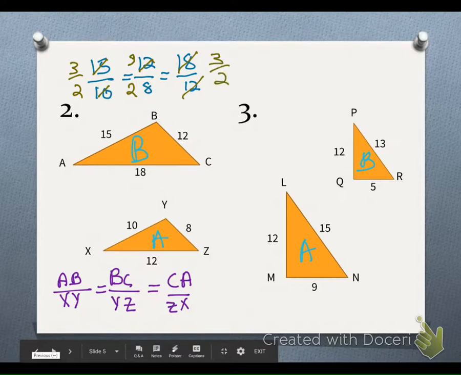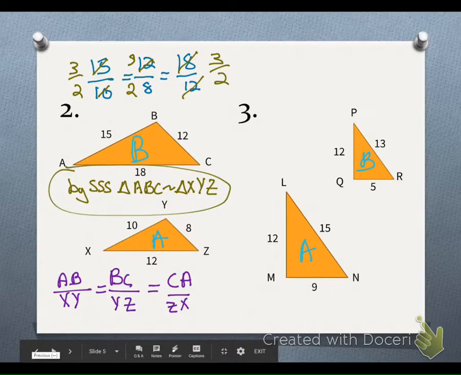So we're going to write that similarity statement one more time. We're still doing side, side, side. Triangle ABC is similar to triangle, and then once again, I've got to match this up. So I see that A matches with X. Yep, exactly right. Y, Z. Nice job.